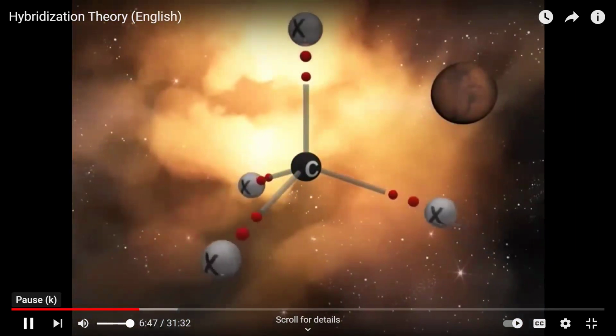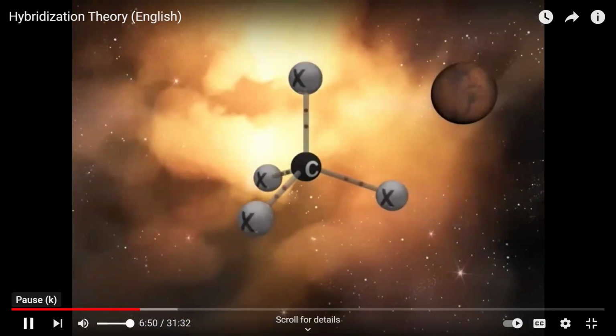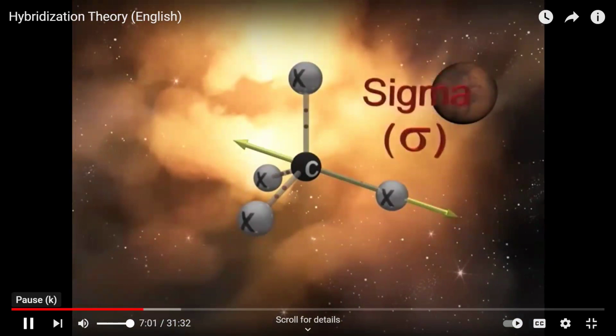Here, X represents any atom with a valence electron capable of forming a covalent bond. Because the electron density is symmetrically located about an imaginary line that runs through the 2 adjacent nuclei, we call these bonds sigma bonds.